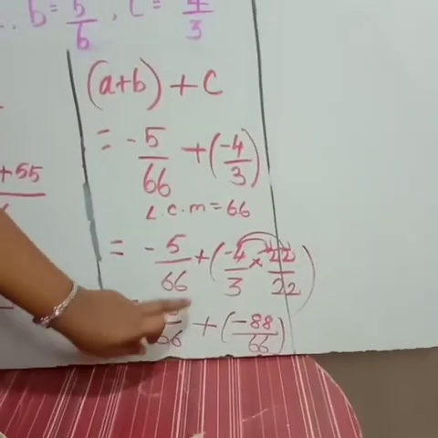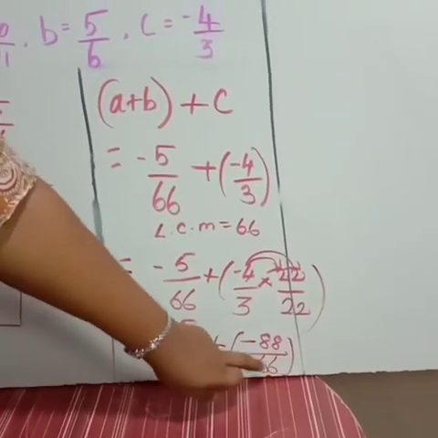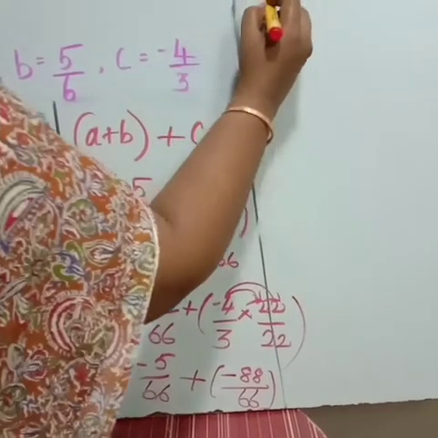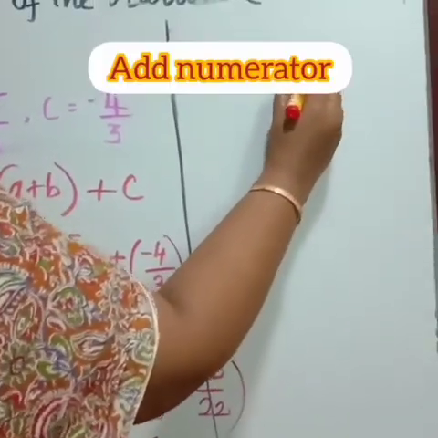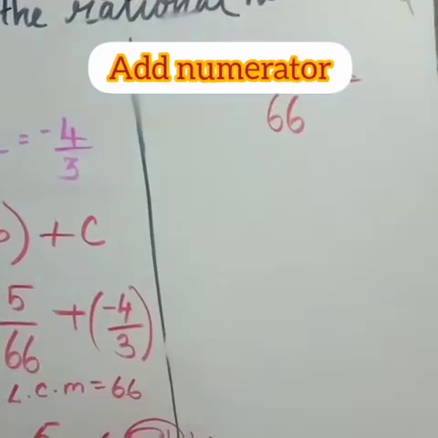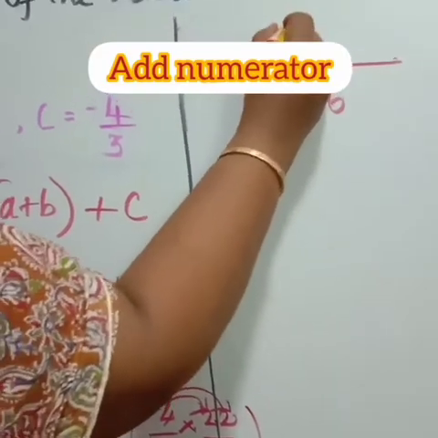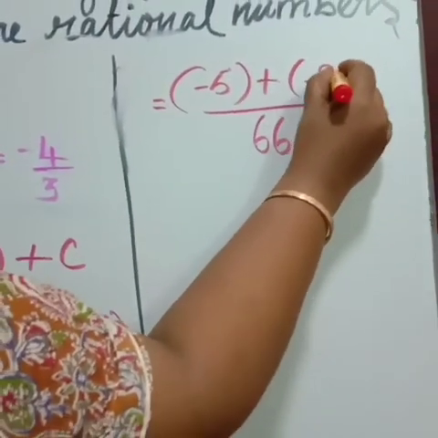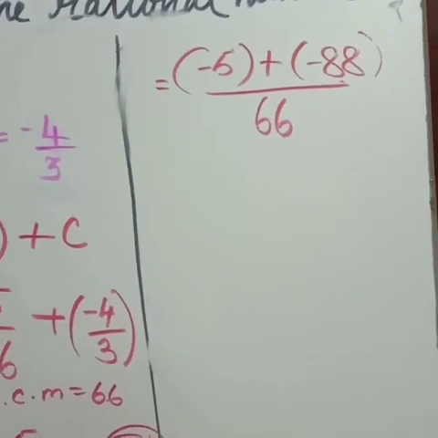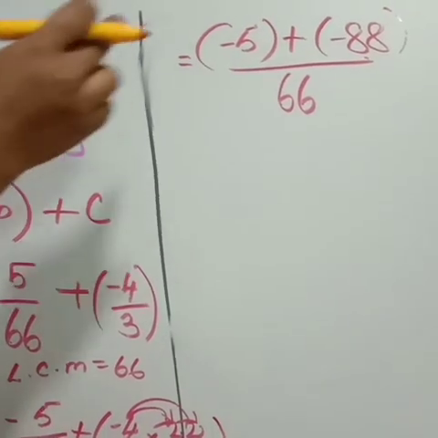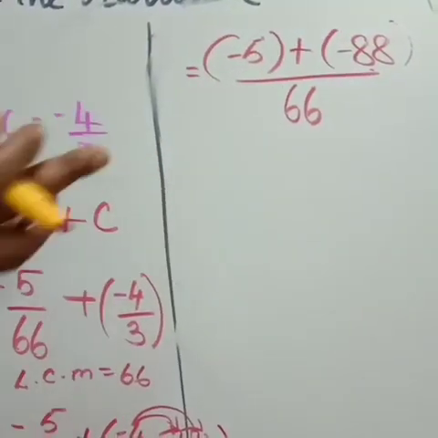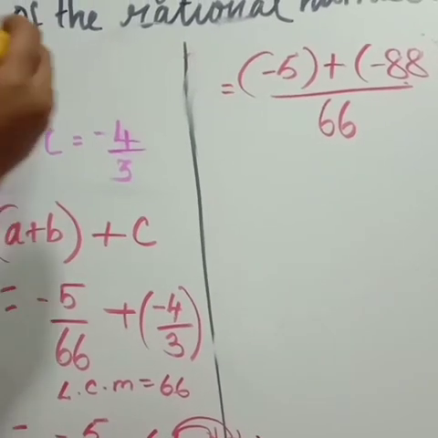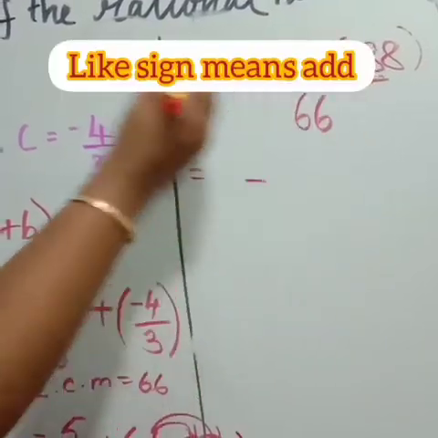LCM is 66, so we change the denominator into the LCM. Here also 66, here also 66. Denominator same means put the denominator one time and add the numerators. So minus 5. Next one is plus bracket of minus 88. Two of them are minus, so two of them are like signs. We have to add the two negative integers. How do we add two negative integers? Yes, put the symbol minus and add the numbers.